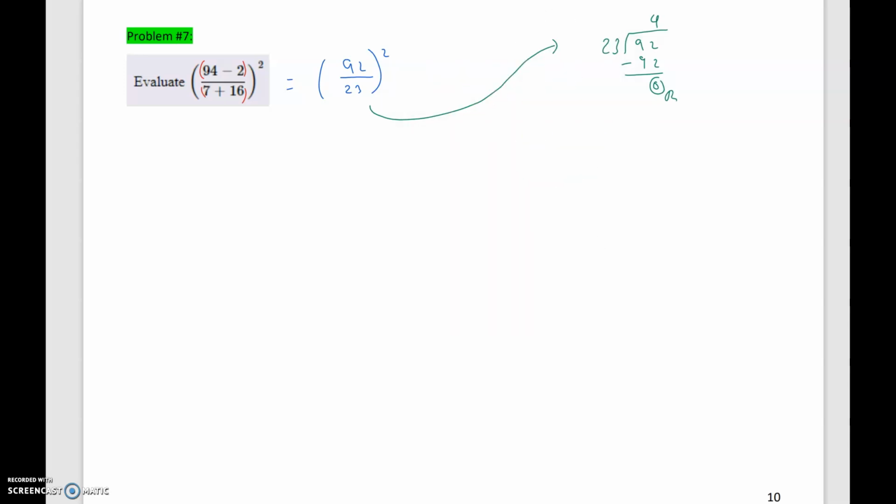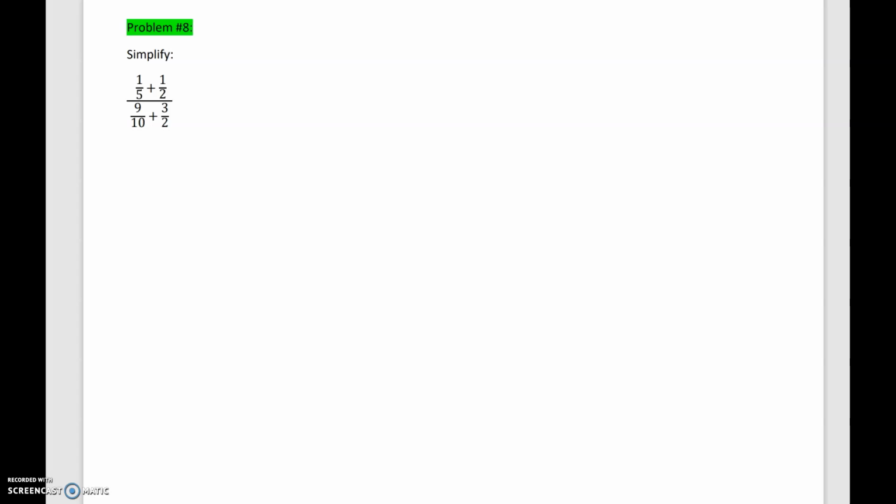So let me rewrite it. So this one's going to give us technically 4. Don't forget the exponent. And in this case, you're going to end up with a final answer of 16. That's actually it for 7. Let's move on to 8. And 8 is a little bit messy.